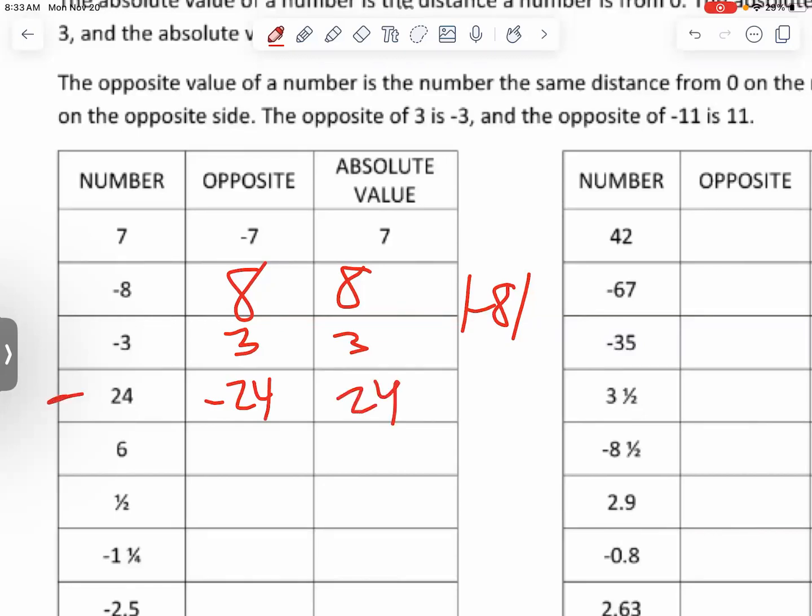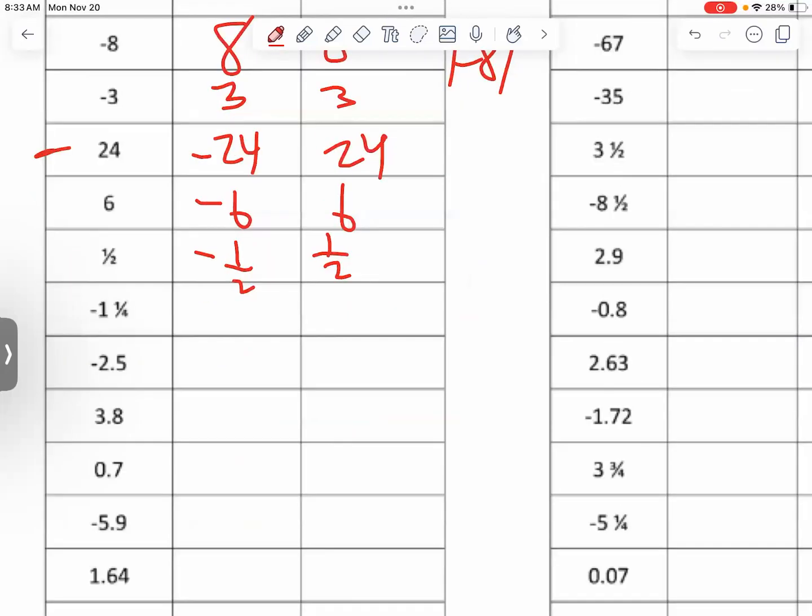So this one is the first one that's kind of different. Notice here that on the 24, the opposite means you're going to the negative side. Okay, so that's -24. The absolute value means how far it is from zero, so that does not change, because that's a distance. What you're doing on the first column, the opposite, is just changing the sign. And then the absolute value, you're putting how far it is from zero.